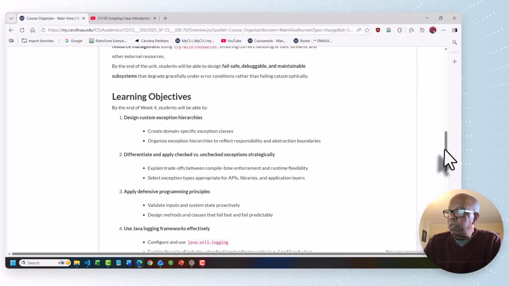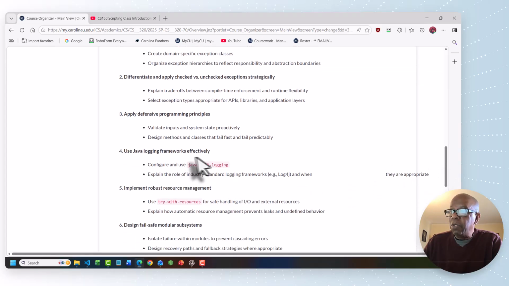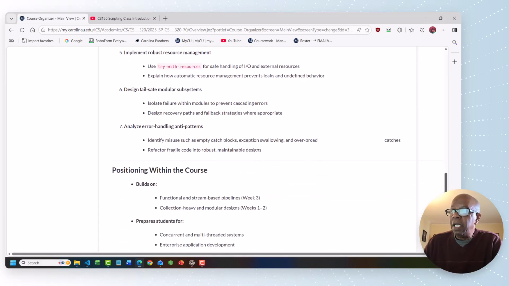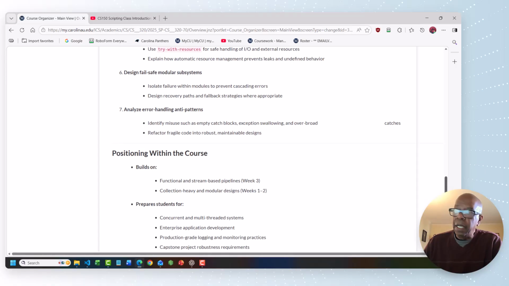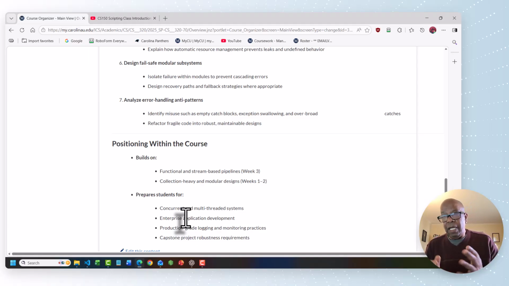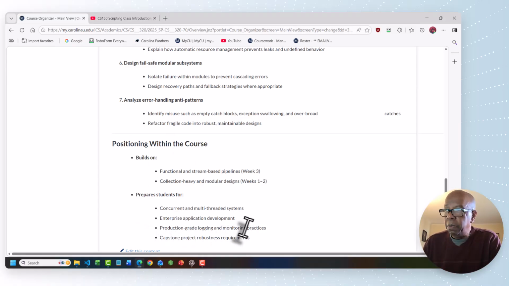Apply defensive programming principles, use Java logging frameworks effectively, implement robust resource management, design fail-safe modular subsystems, and analyze error handling and anti-patterns. We'll get into what that means. It builds on functional and stream-based pipelines, collection-heavy and modular designs. It prepares you for concurrent and multi-threaded systems. Again, where I have 10 things going on at one time, each one represents a thread that I'm going down. This, in essence, prepares you for being able to implement threads.